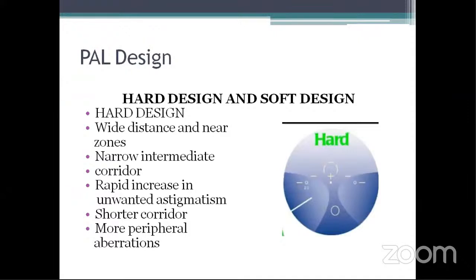Next, we move on to PAL designs, that is the different designs that are used in the manufacturing of progressive addition lenses. First, we are going to talk about hard design and soft design. So hard design has a wide distance and near zone. As you can see in the picture, the distance and near visions are wider, whereas the intermediate vision is quite narrow. The intermediate corridor is narrow, and there is a rapid increase, a peak in the astigmatism in the peripheral part of the lens. There is a rapid increase in the unwanted astigmatism. These lenses have shorter corridors and more peripheral aberrations.